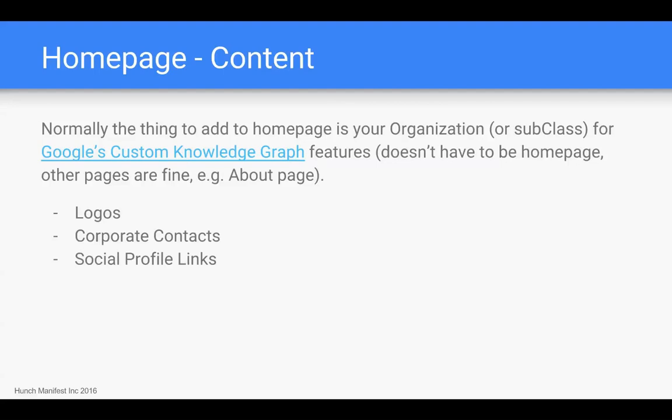For the homepage, there's a number of content features which you can enable. These are all in the Custom Knowledge Graph area of the Google Structured Data developer section, and they include the logos, so your corporate logo, your corporate contact information, or your social profile links. This would typically be on your home page, but it doesn't have to be. Other pages, such as your About page, are also fine in case the home page doesn't make sense for you.